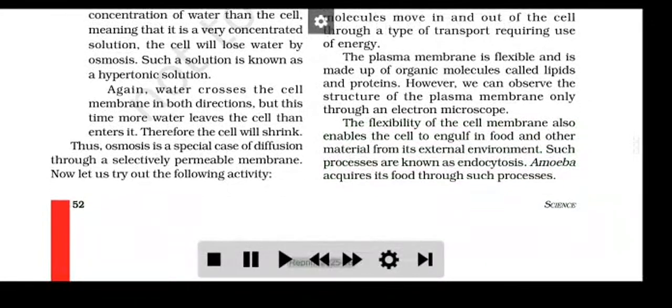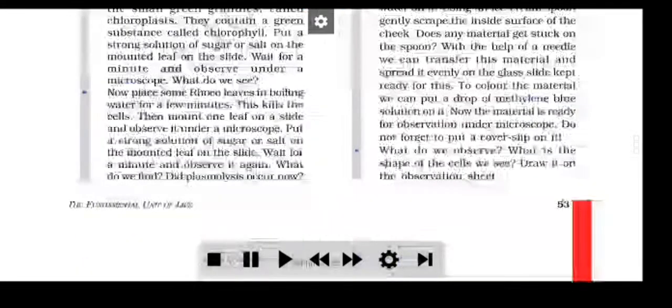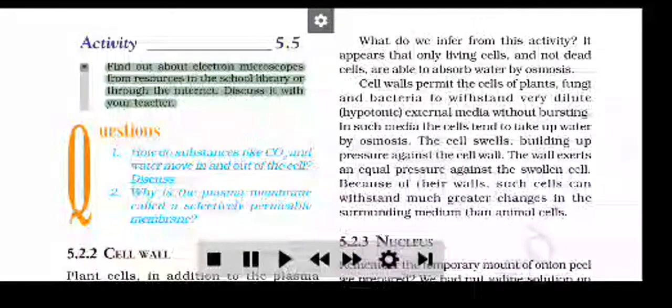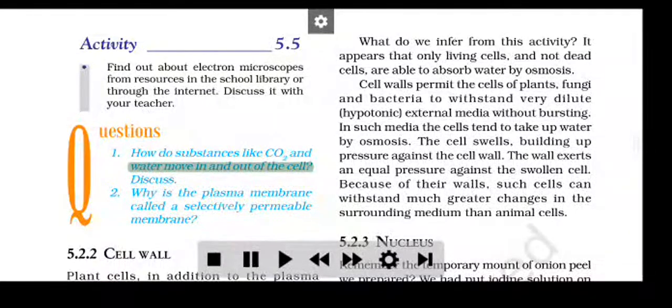Science, Reprint 2025-26. Activity 5.5. Find out about electron microscopes from resources in the school library or through the internet. Discuss it with your teacher. Questions. 1. How do substances like CO2 and water move in and out of the cell? Discuss. 2. Why is the plasma membrane called a selectively permeable membrane?